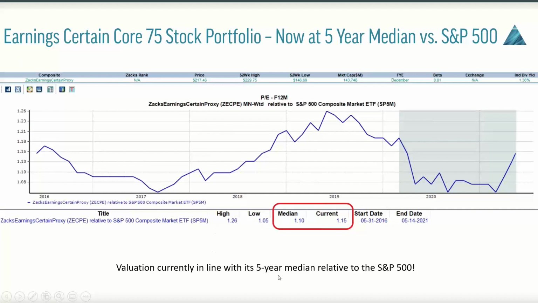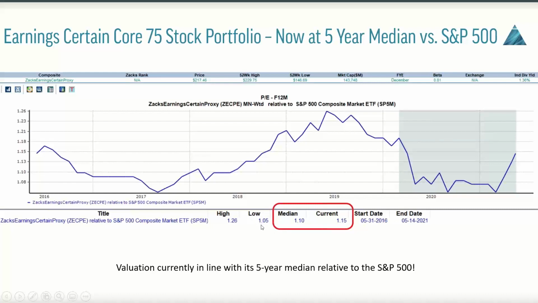And right now, that valuation is currently in line. So the median over 5 years is about a 1.1 relative to the S&P 500. So it normally trades at a 10% premium. That's what that's telling you, 1.10. So that's a 10% premium over the S&P 500. Currently trading at a 15% premium. It's high. It's been up as high as a 26% premium, and it goes about as low as a 5% premium.